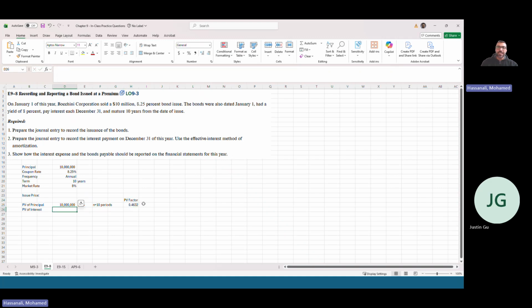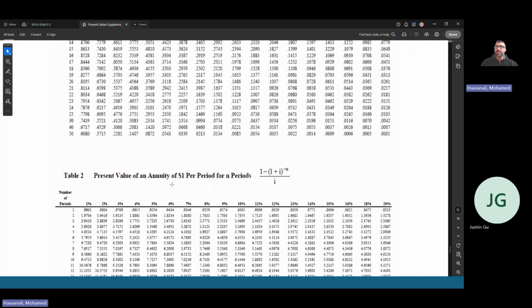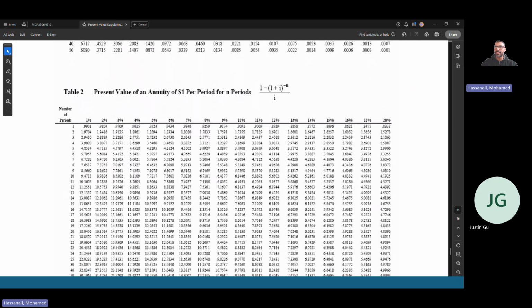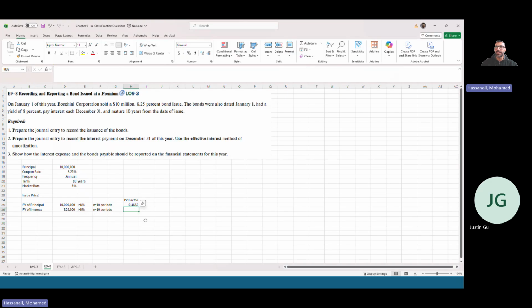Then we go to interest. Interest is our principal times the coupon rate. Our actual interest payment is going to be $825,000 each year. Our inputs are going to be I 8%, and our N is going to be 10 periods again, same thing as before. So we go to the annuity table, which is the second table. So go 8% and 10 periods, 6.7101.